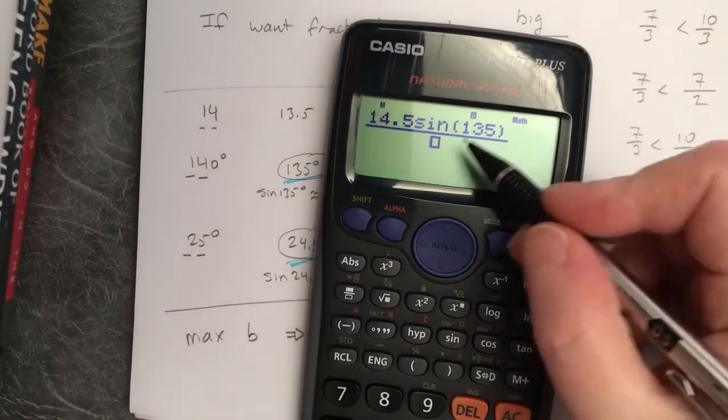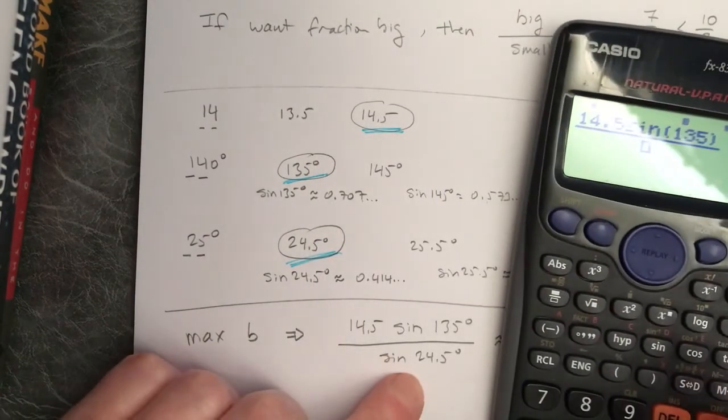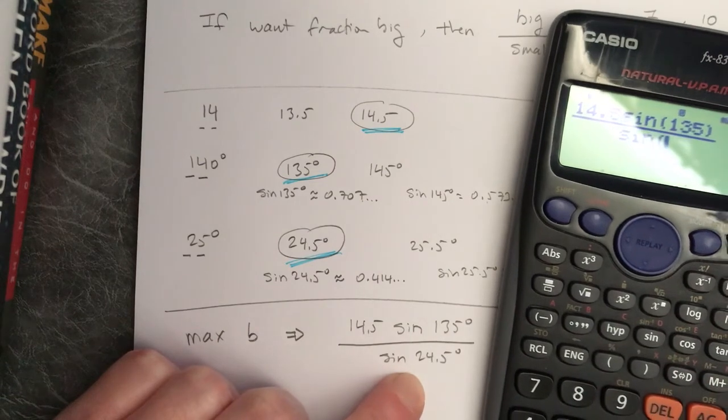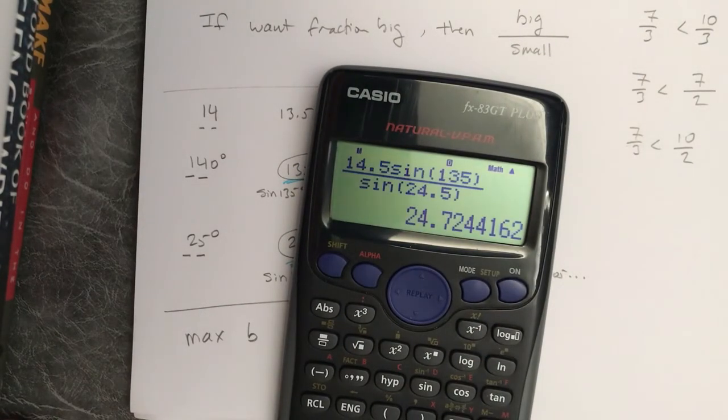And that's going to come out approximately as, so 14.5 times the sine of 135 divided by, isn't that slick to do the fraction button? I didn't grow up with calculators like that. I just think that's really slick. Then you divide by the sine of 24.5. Okay, so there's my input. Press equals, and it comes out as 24.72.